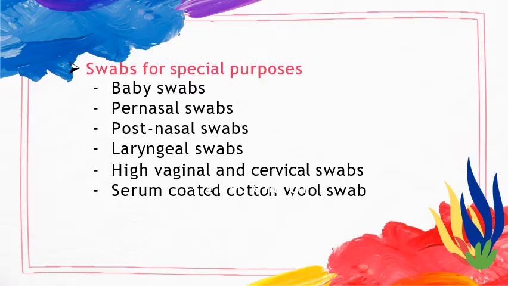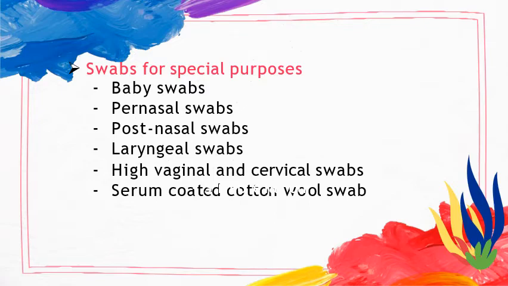Your laryngeal swab is used to obtain specimen on your laryngeal area to detect respiratory tract infections. And also here is your high vaginal and cervical swab on your vaginal canal or cervixes for gynecological and microbial tests. Your serum-coated swab is to diagnose your serum for a certain diagnosis.